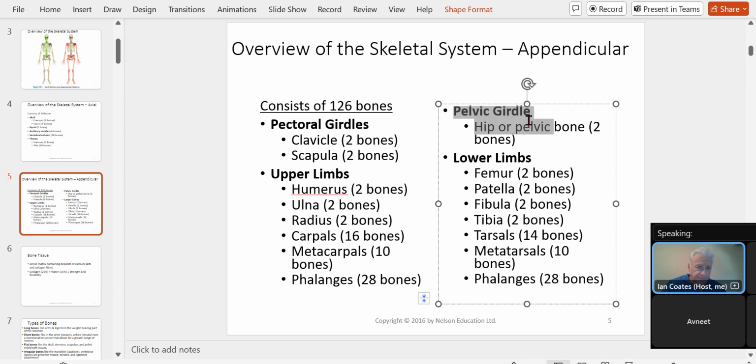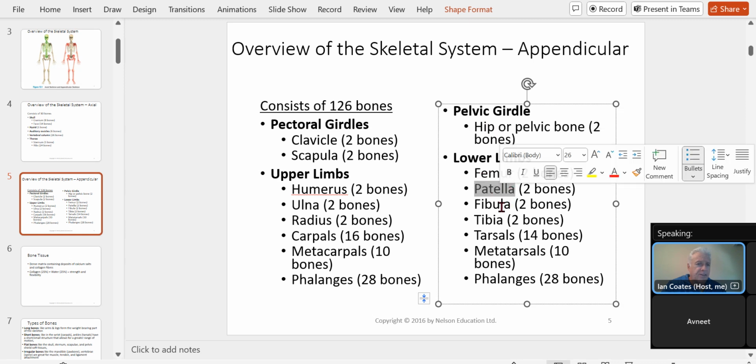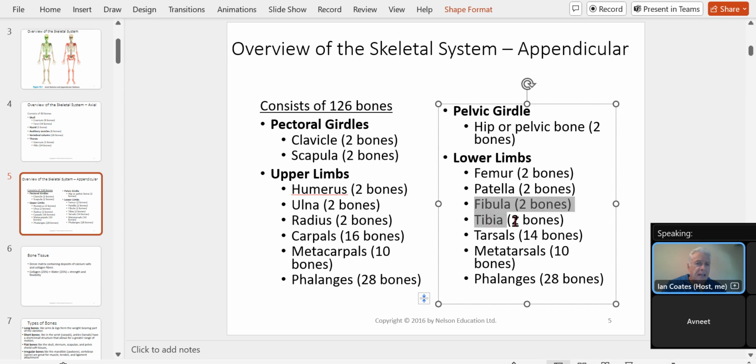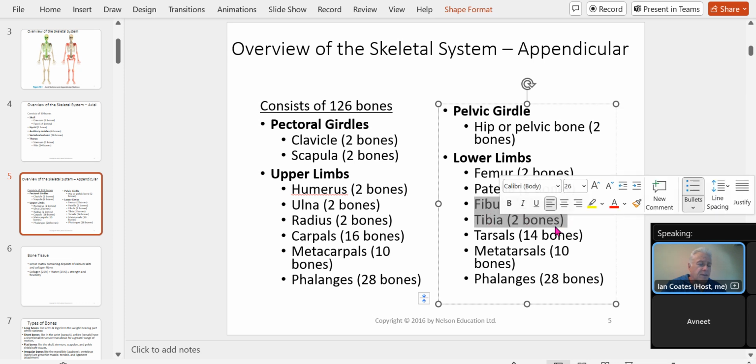Pelvic girdle. Here we're talking the hip. You have the two big hip bones, but then we get down into the leg. You have the femur, which is the upper leg, and then your patella, which is your kneecap, and your fibula and tibia. Thus, your lower leg is composed of those.